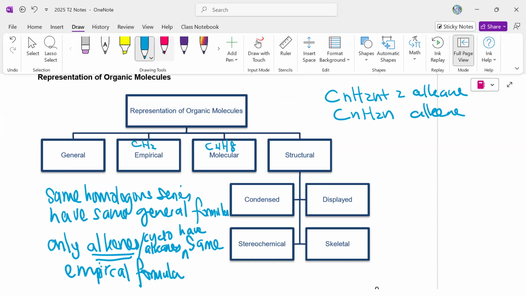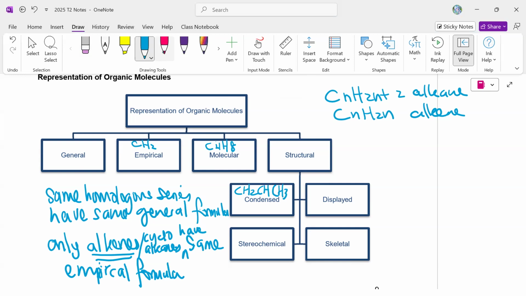One way is condensed formula. Condensed formula means you will write it out in a line, not showing any bonds, and then you may not be able to visualize the branching that easily. So an example of a condensed formula could be like CH2CH3. So this is an example of a condensed formula.